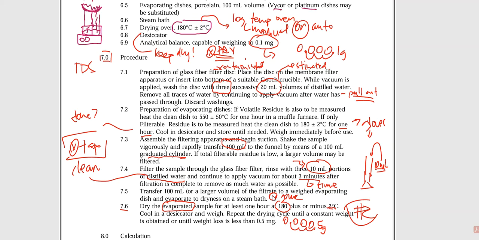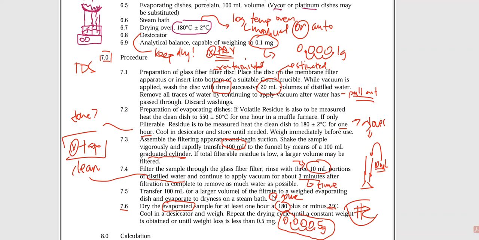If my mass is different than 0.0005, so if it fluctuates and changes and the difference between those two masses is larger than that number, then guess what? Ding, ding! I go in for round number 3. I heat it for another hour. I let it cool. I put it back in a desiccator. And then I take it out. I mass it. And then I compare that mass to round number 2's mass.